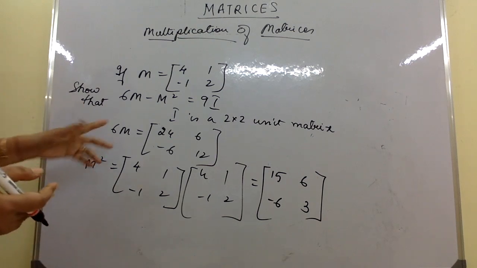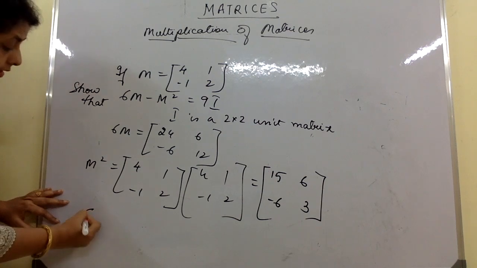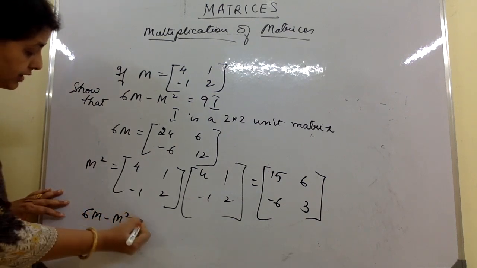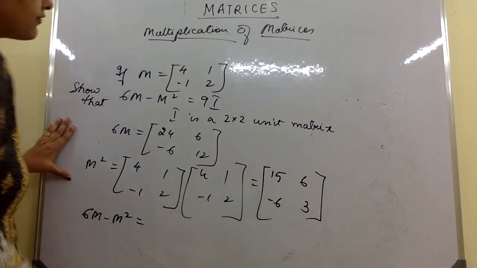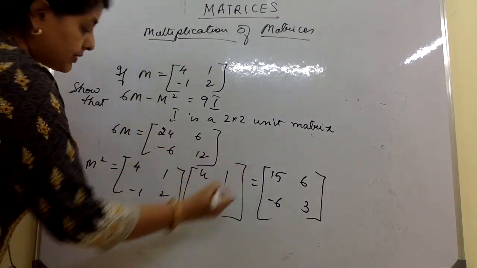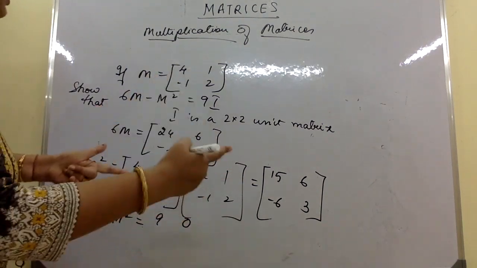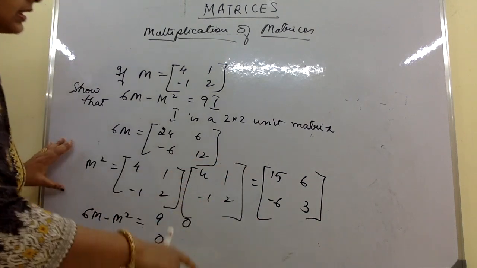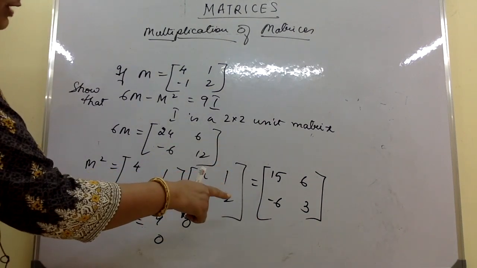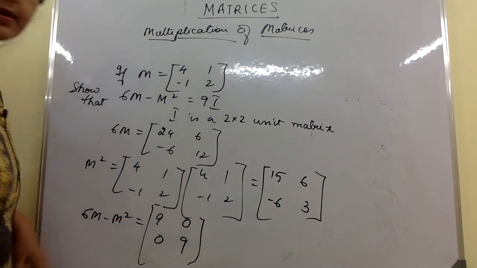Now I am going to get this part fully, 6M minus M square. Okay, so if I can manage it without writing, I'll do that. 24 minus 15 is 9, and 6 minus 6 is 0, minus 6 minus 6 is 0 again, and 12 minus 3 is 9. Okay, I think I am correct.